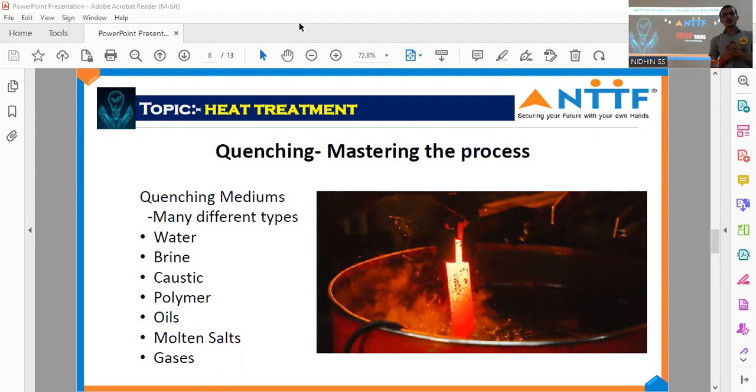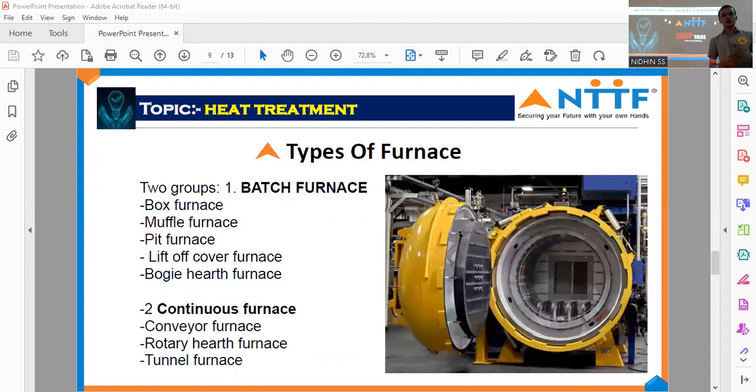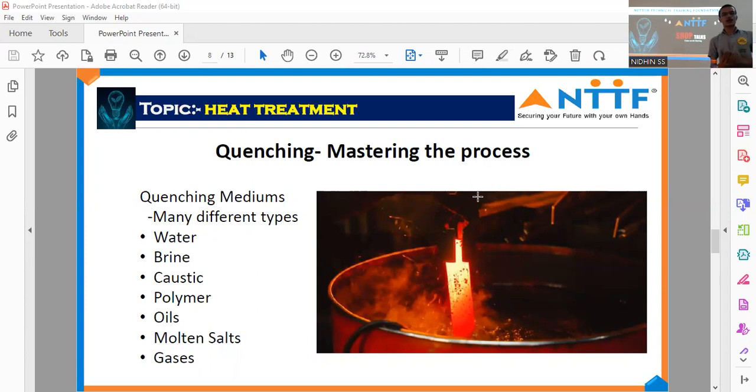In quenching, the highly heated steel is cooled back to room temperature, and there are different types of media for quenching. The different types: first one is water, brine, caustic, polymer, oil, melted salt, and gases.